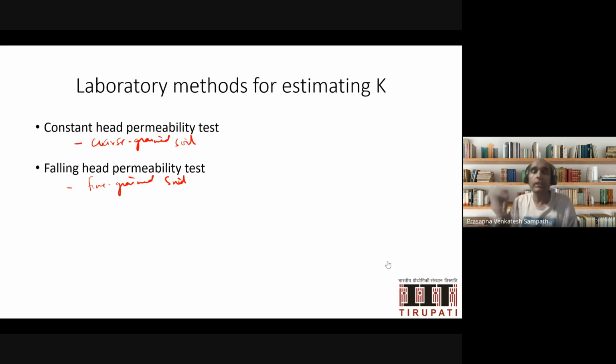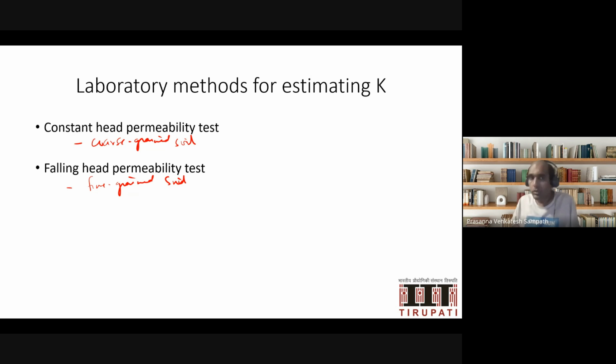Suppose it only takes 5 seconds for the water to drop from 20 to 15 centimeters. In reality it takes only 5 seconds, and your reaction time itself is 1 second. So that's a 20% error that you're adding to your measurement. Your estimate of hydraulic conductivity is going to get impacted by the way you measure it. So that's why you don't do the falling head permeability test for a coarse grained soil.